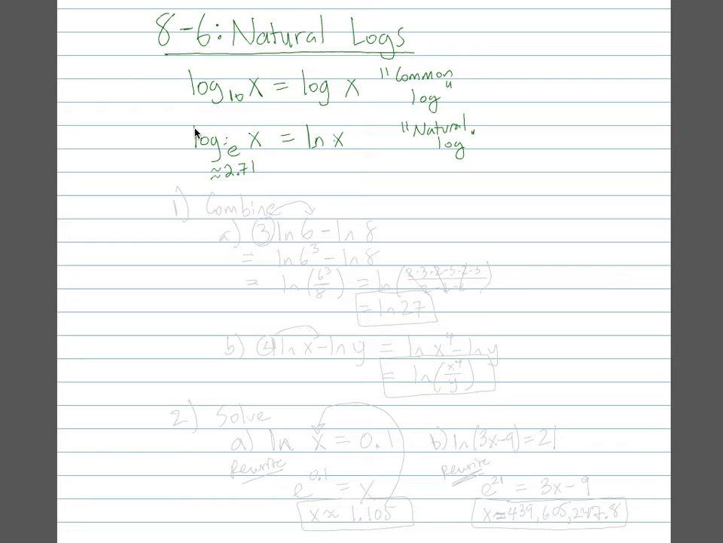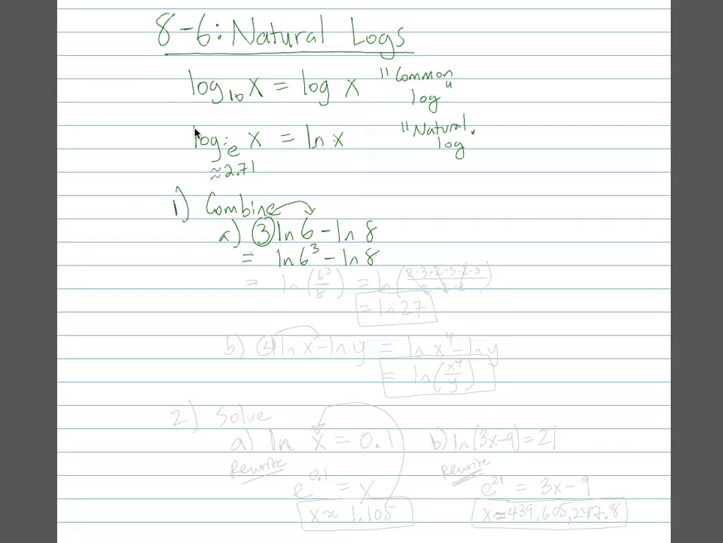But the key thing to remember is ln is a log. The natural log is a log, so everything that we could do with logs still applies. For example, number 1, combine. Letter A, 3 ln 6 minus ln 8. We can apply the exact same rules. We can take this 3, and just like we did before, bring it up. So we get ln of 6 cubed minus ln 8.